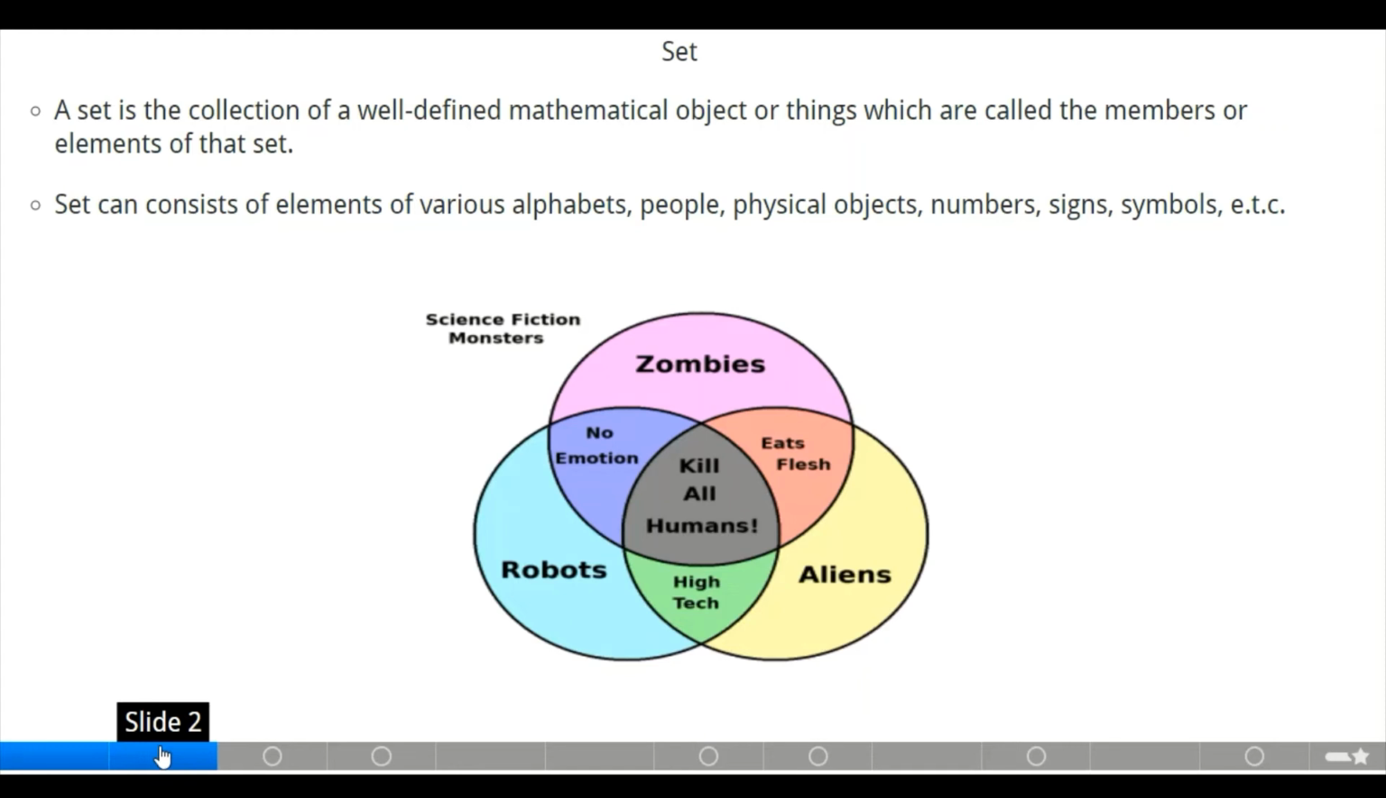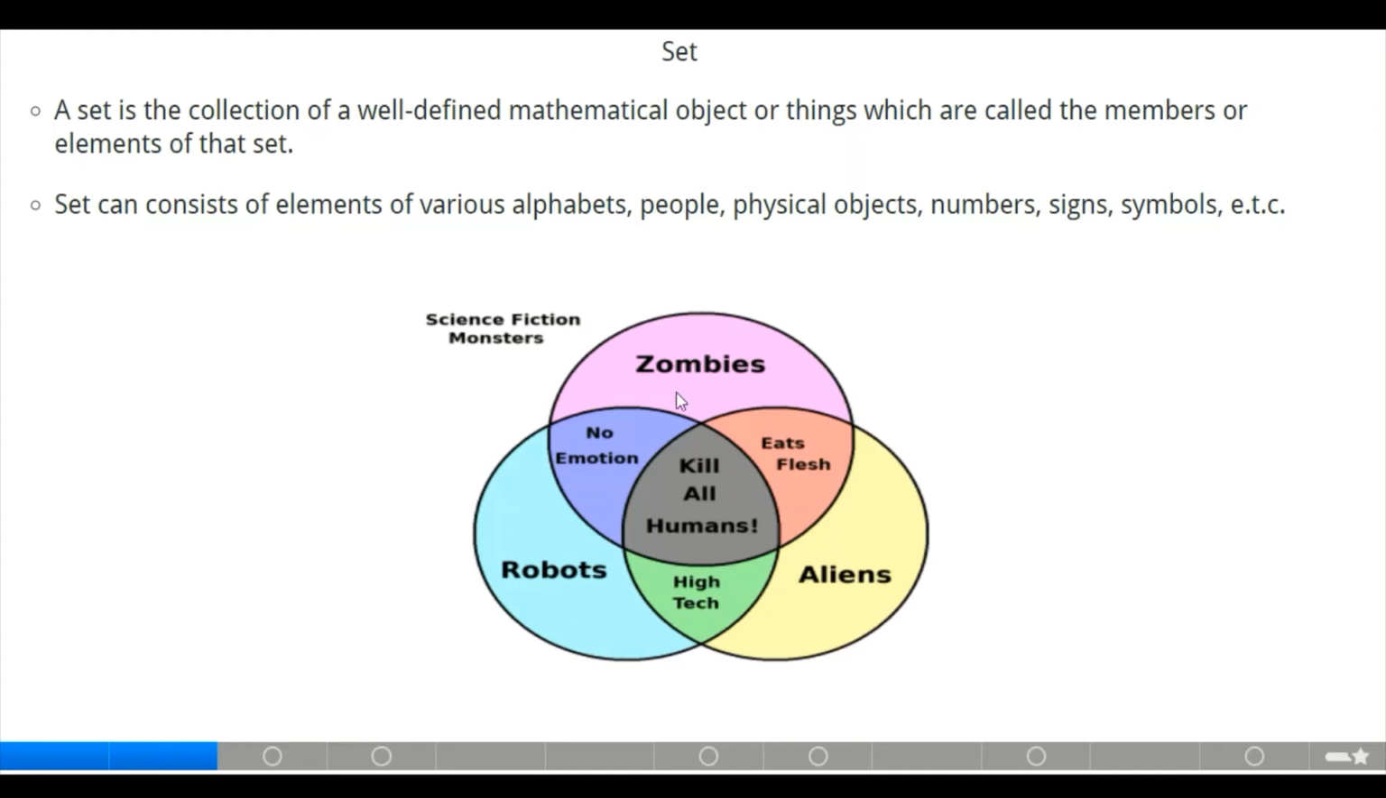A set can consist of elements of various kinds: alphabets, people, physical objects, numbers, signs, symbols, etc. So a set can contain so many elements. You can have alphabets like A, B to Z. You can have people, tall, short, fat, slim; physical objects like pencil, book, cleaner; numbers like 1, 2, 3; signs like plus, minus; and symbols like division and multiplication. If you arrange them in a proper way, then we can refer to such as a set.